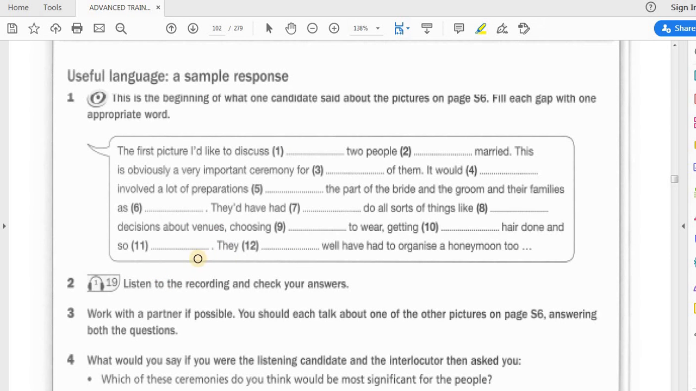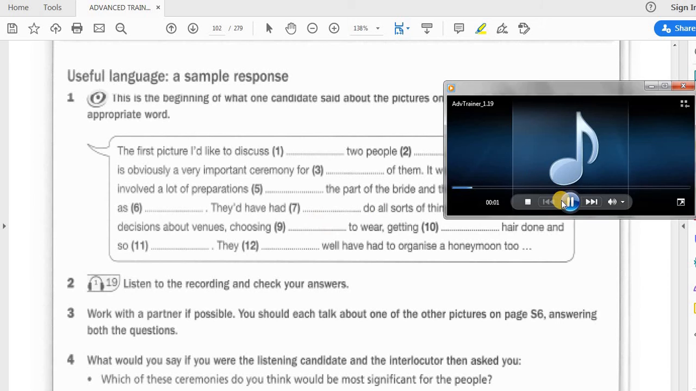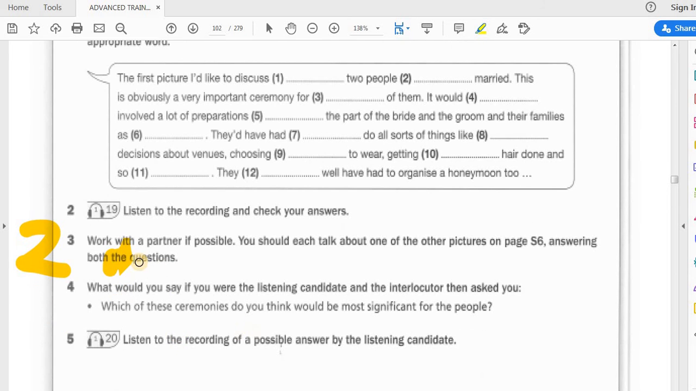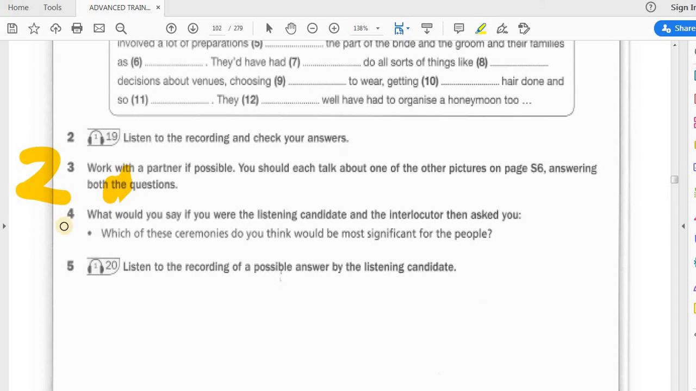So you can listen to it again if you didn't get it. Now, we'll do this in class tomorrow. Talk about one of the other pages on page A6, answering both questions. So we'll do this tomorrow. You can look at it and think about what you're going to say. What would you say if you had these questions? The same, we'll do this tomorrow. You can both take turns to do it.